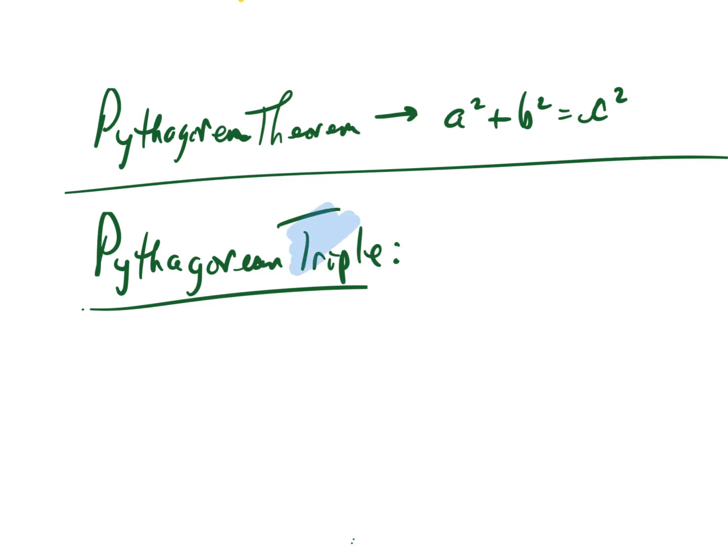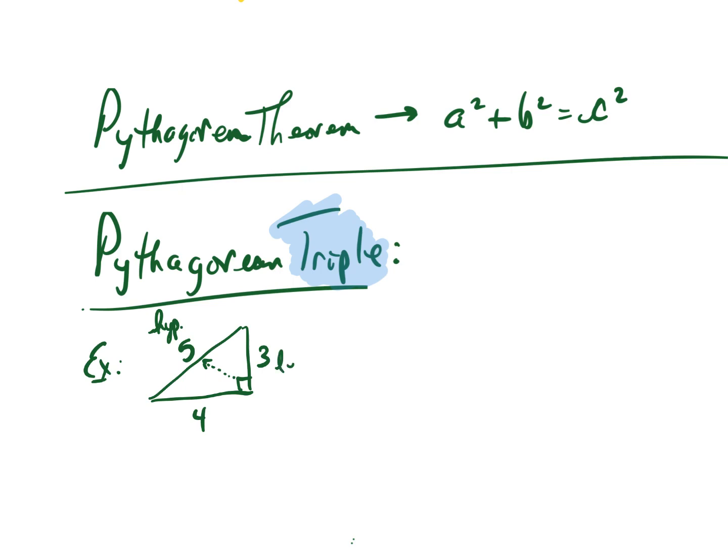Obviously, triple implies that we're talking about 3 of something. All right, so the 3 somethings we're talking about are 3 numbers. Okay? And what I'd like to show you as an example is that if we had a triangle that was 3 units long, 4 units long, and 5 units long, that the Pythagorean theorem would be true, right? Which of the 3 sides would be the hypotenuse? The one across from the 90-degree angle, so this would be the hypotenuse.